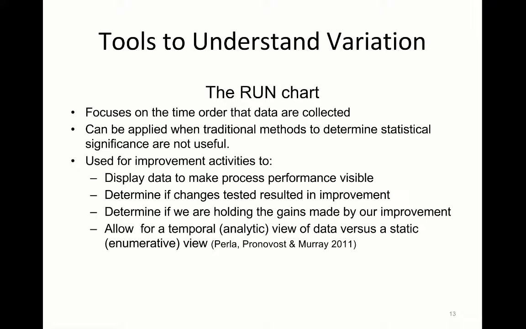Improvement activities that can be addressed with the run chart may include the following: making process performance visible by presenting the actual data, verifying if improvement was achieved after implementation of changes, ascertaining if the changes that were made were sustained, and finally, allowing for views of data that are real-time, temporal, and not static.